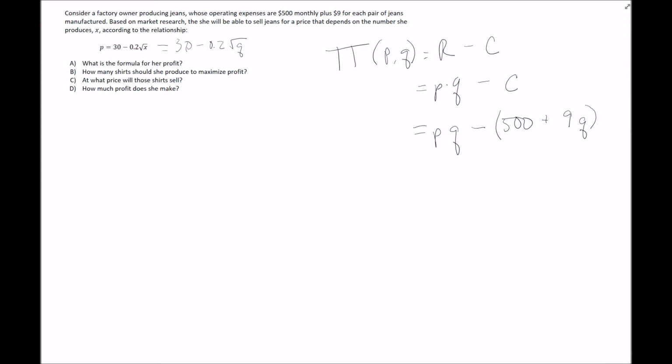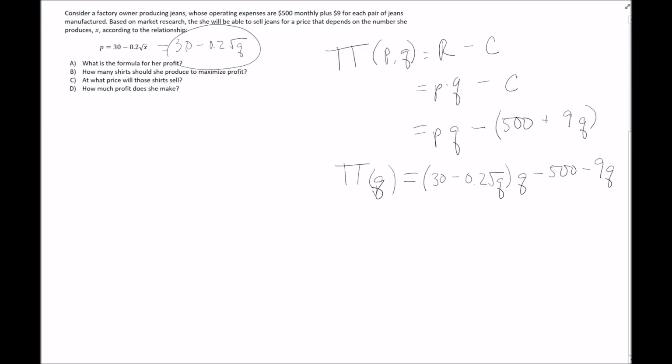Okay. So to answer A, I'm going to finally substitute in this expression for the price. I get 30 minus 0.2 times the square root of the quantity, times the quantity, minus 500 minus 9 times the quantity. At this point, I'm done, at least for part A, and I have an expression of the profit as a function, strictly of the quantity.